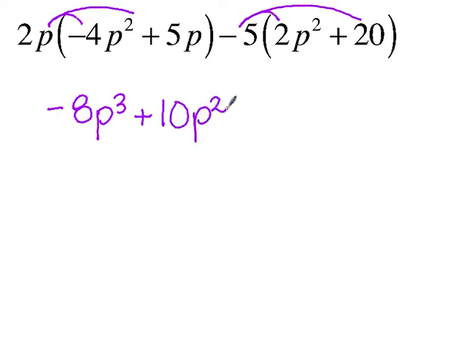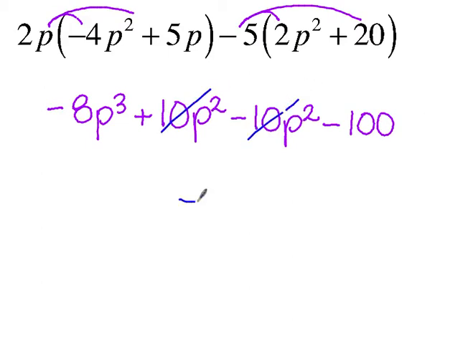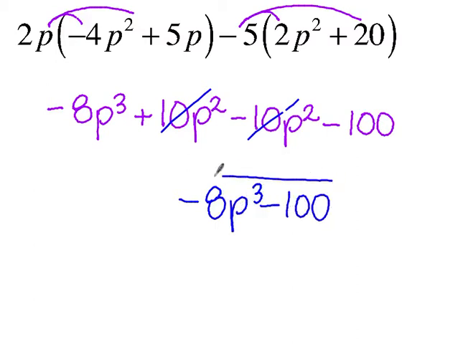10p to the second. Negative 5 times 2, negative 10p squared, and then negative 5 times 20. Biggest mistake people make here is they don't view that as a negative 5. So make sure that you remember that negative sign. So now the last step is going to be to add like terms. If you notice here, I've got a 10p squared, negative 10p squared. So those are gone. And so my answer is negative 8p cubed minus 100. Biggest thing, make sure that you distribute that negative sign with the 5.